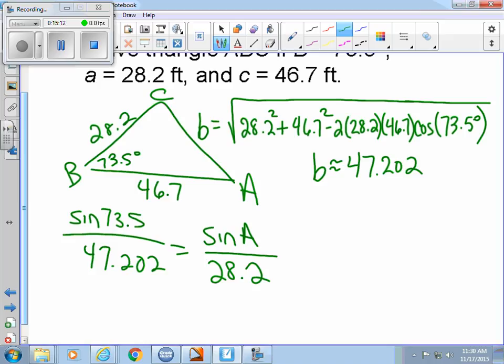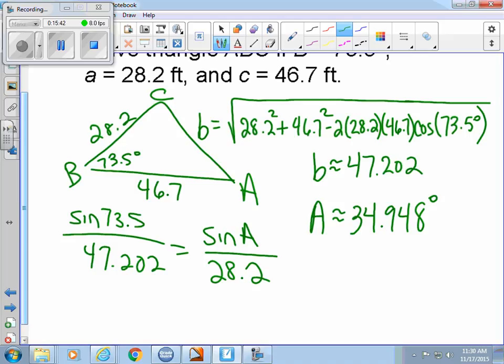Someone with a calculator find angle A. 34.94. Okay, sorry. Not negative. It's positive. Check that for me. Yeah. Any questions about that? Okay.